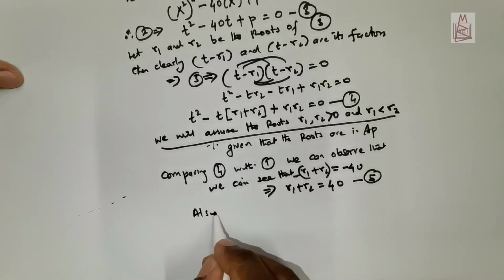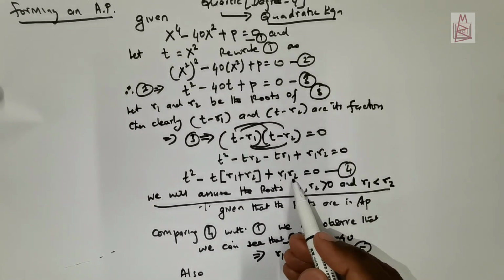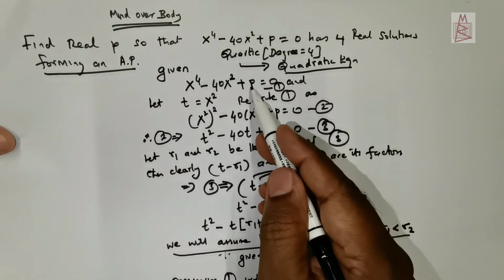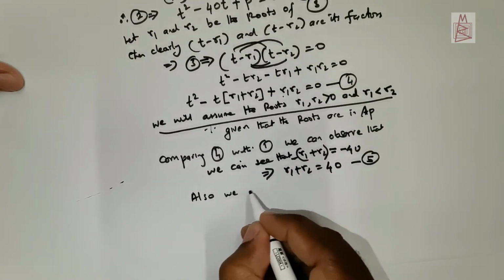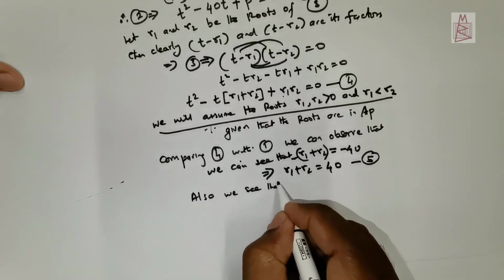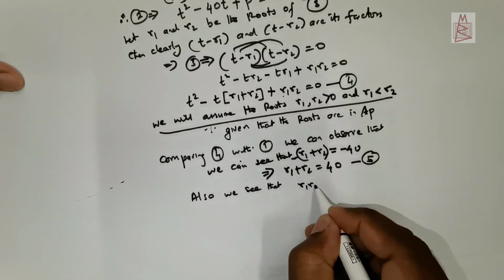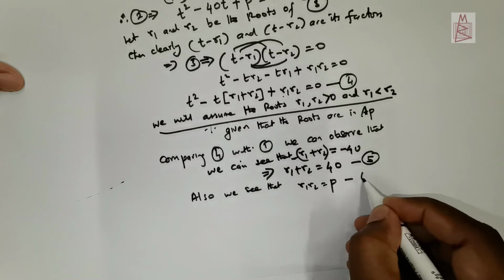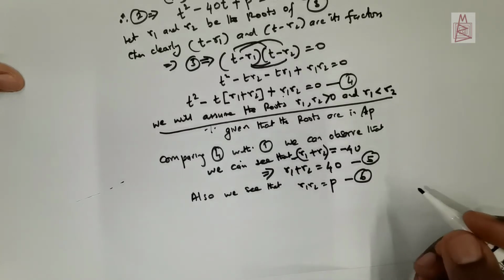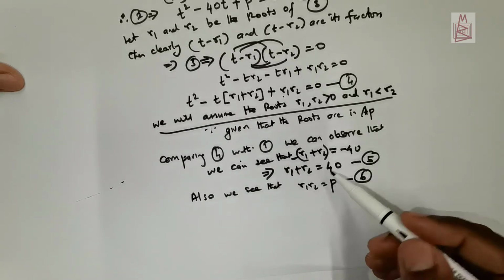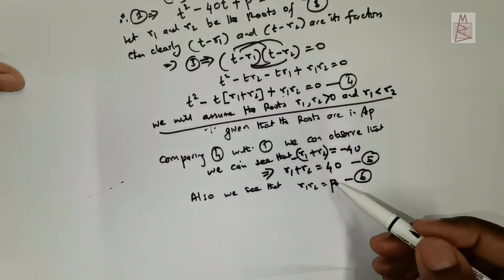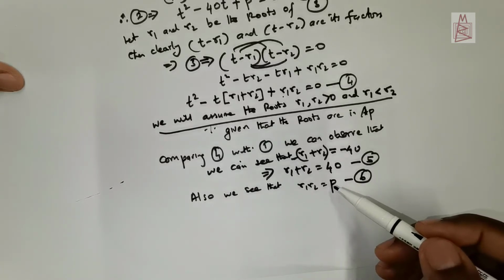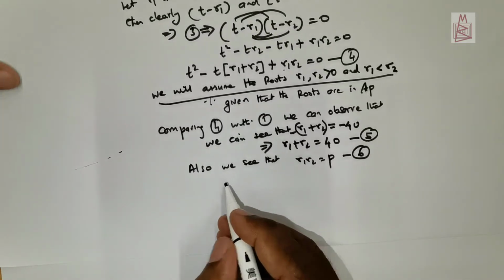Also, if you compare the constant terms, R1 times R2 is equal to p. So I'm taking this as 6. Now we have got these two important equations, and from these two important equations we will easily be able to solve.